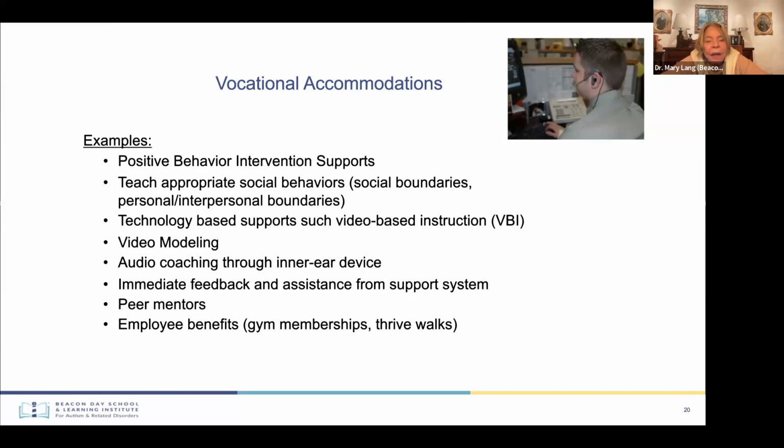Immediate feedback and assistance from your support system is critical to your success. We all want to have mentors. We all want to have people that are interested in our success. And forming those relationships is critical. Peer mentors are another example of how you can use your social skills to have peers and mentors help you grow.